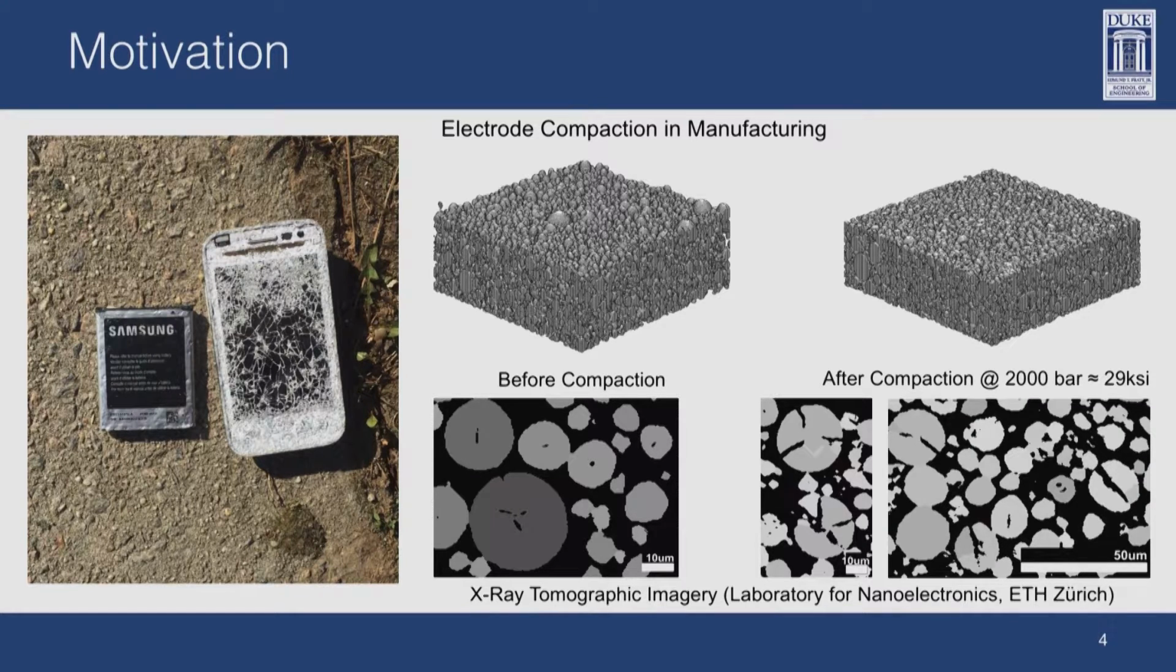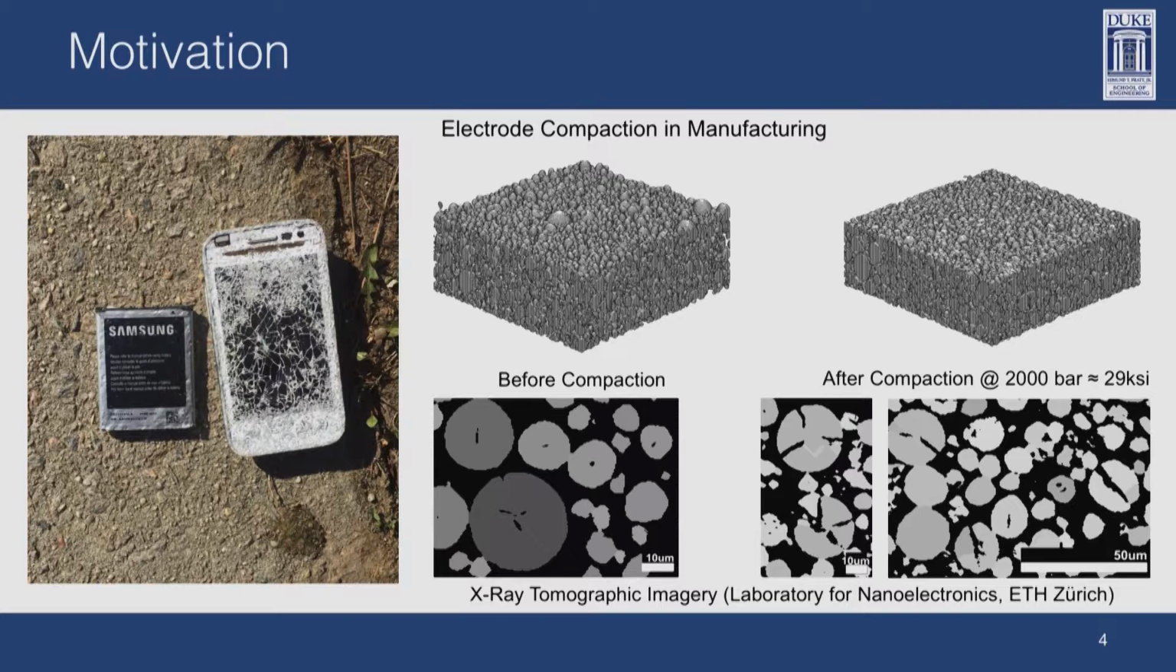Specifically, I've been looking at the compaction of the electrode material during manufacturing. On the left here, we have an image of these active material particles, which in this case are nickel manganese cobalt oxide. These absorb and release the lithium ions as the battery charges and discharges. Through the course of manufacturing, these active particles are deposited in a slurry onto a plate and then pressed to be a much denser assembly, something like this.